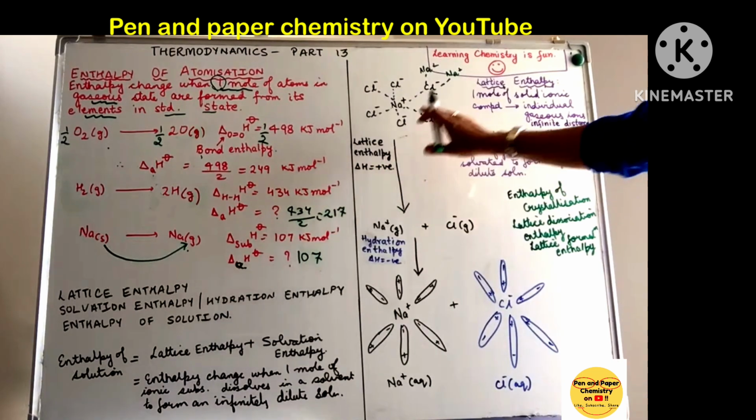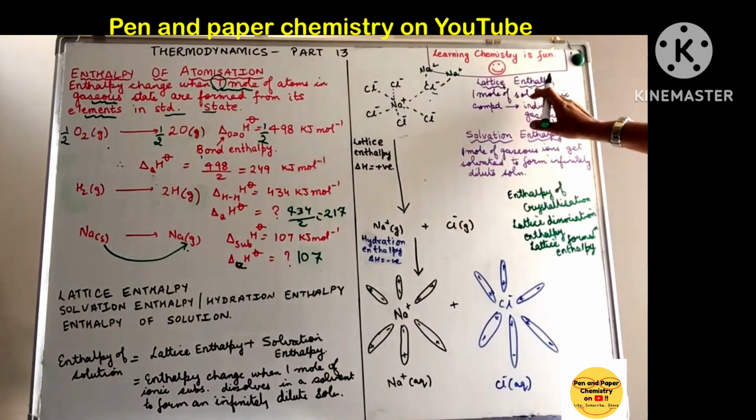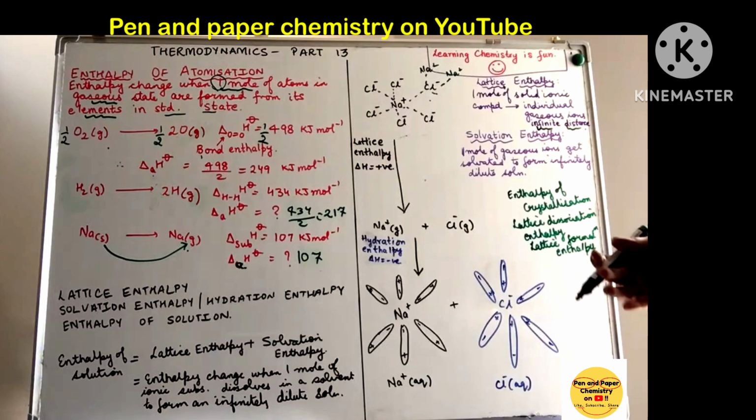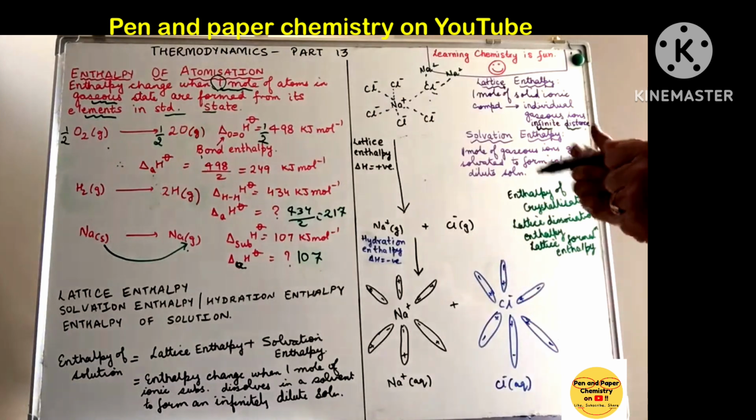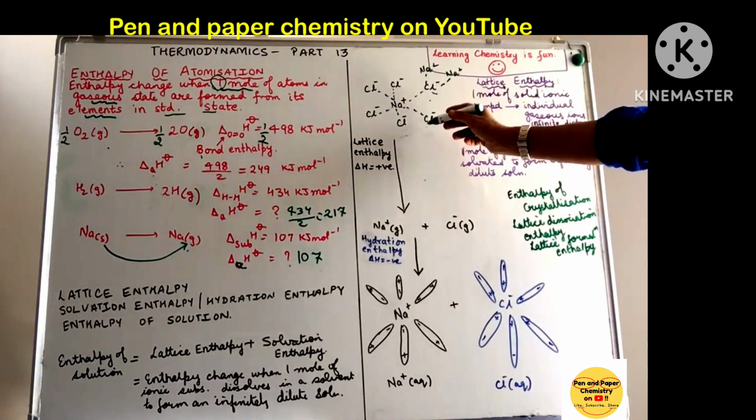What is lattice enthalpy? The enthalpy change when 1 mole of a solid ionic compound is converted into its individual gaseous ions so that they are infinite distance apart from each other. Basically, they can't come close to each other. You pull them away so much that they can't reunite to give you back the crystal.